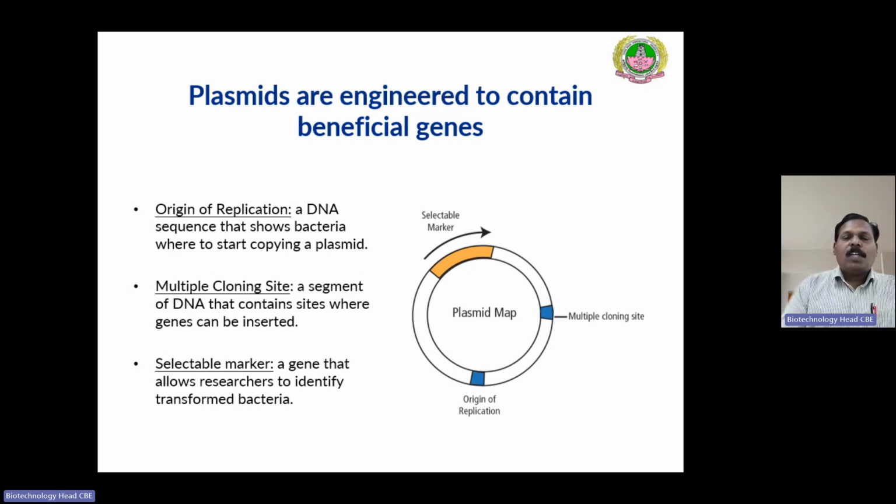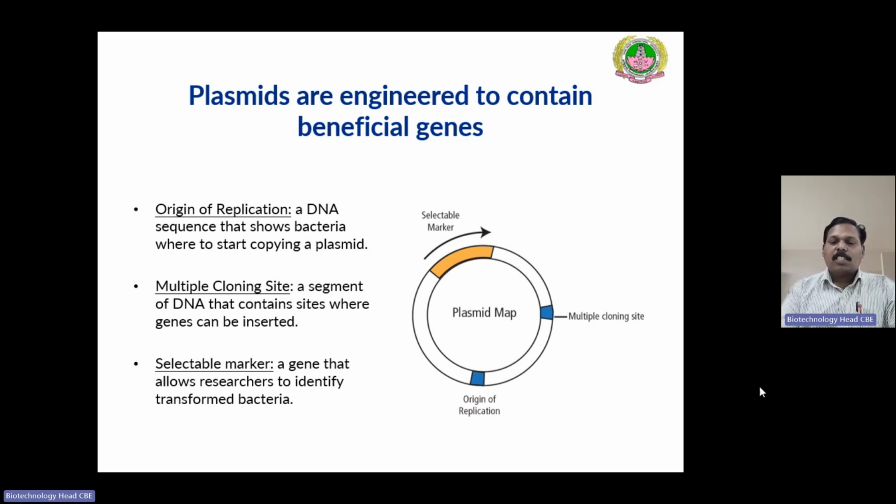So, what are those essential genes which we target? Primarily there are three regions which we need to use in a vector system for cloning purposes. The first one is the origin of replication. It's a piece of DNA sequence which would show the bacteria where to start the reaction of replication, or copying of a plasmid. So that region is referred to as ORI, or origin of replication.